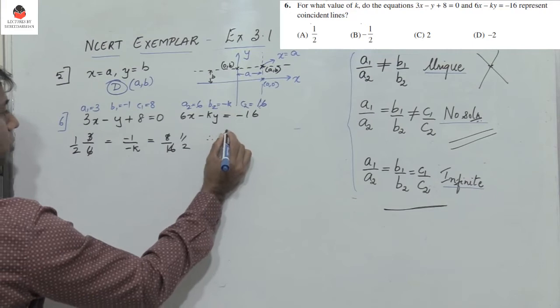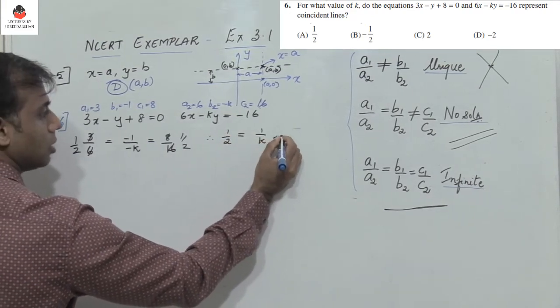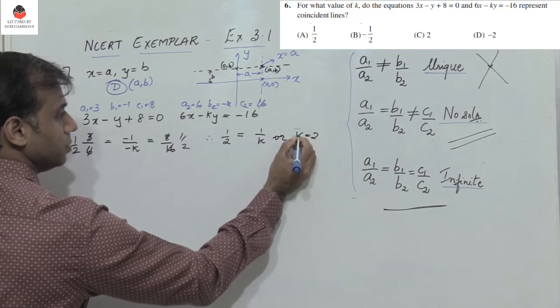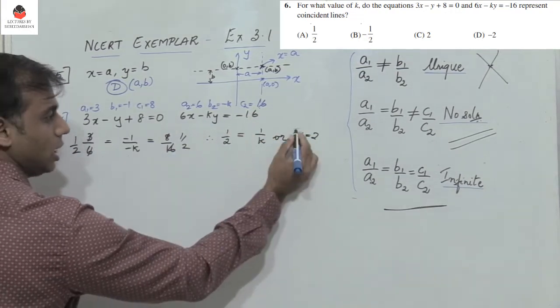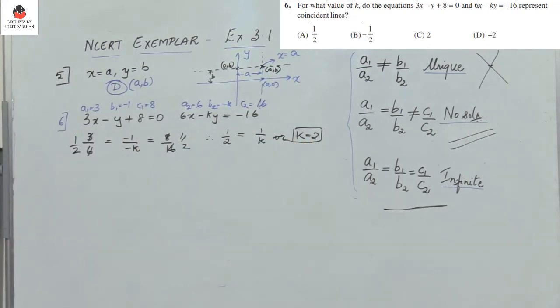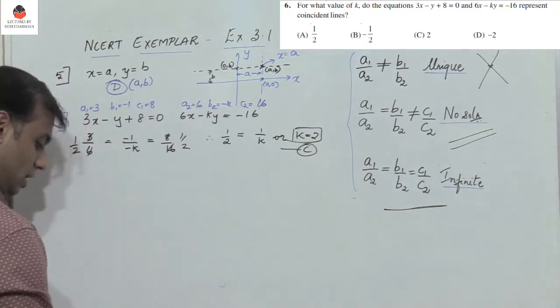So therefore 1 by 2 must be equal to 1 by k, or k equals 2. So I bring k to this side, 2 goes to the other side, so k equals 2. So the right option is option C, where k is equal to 2.